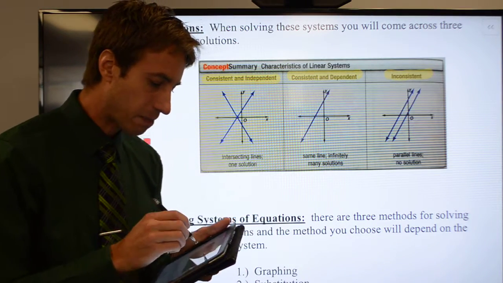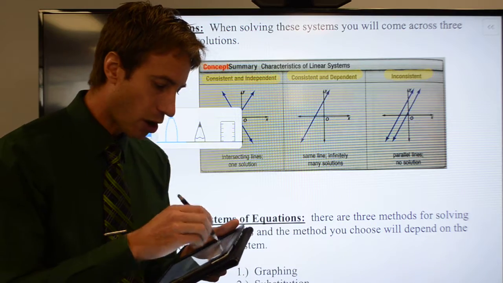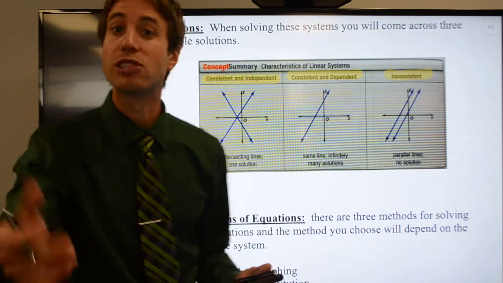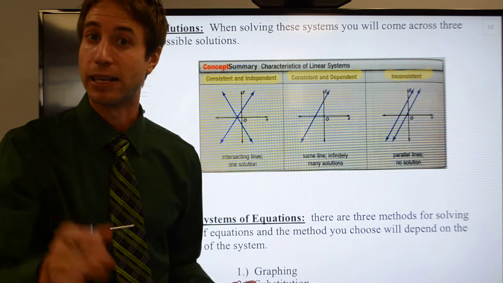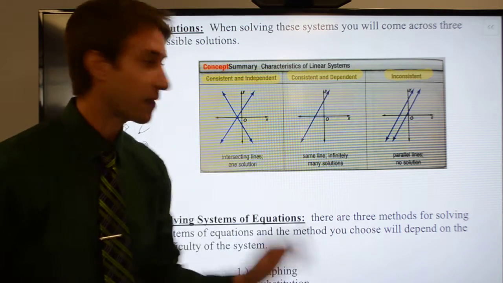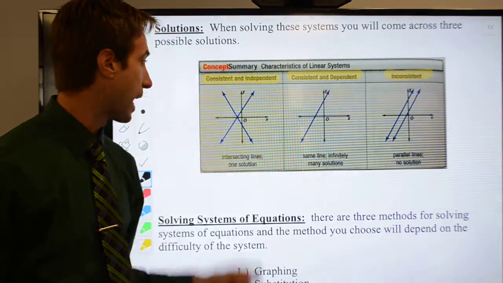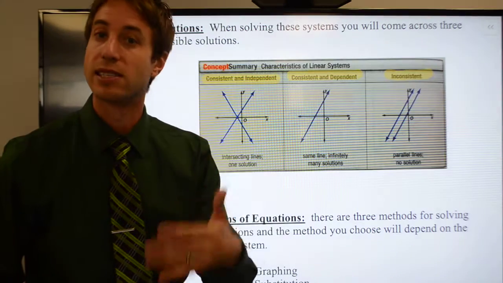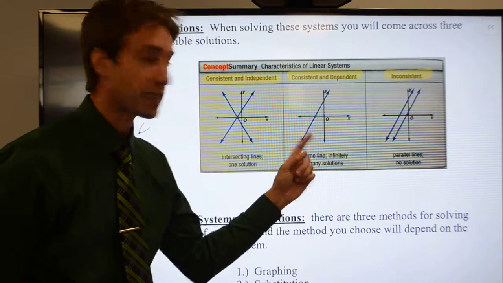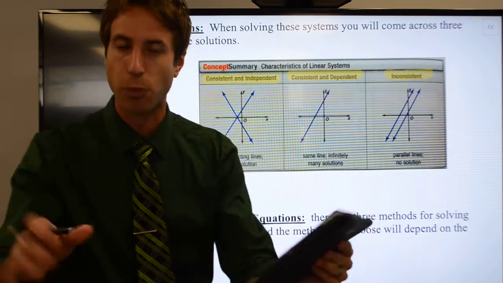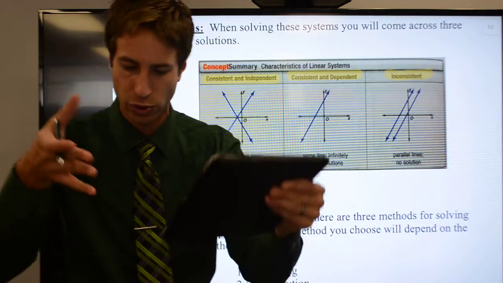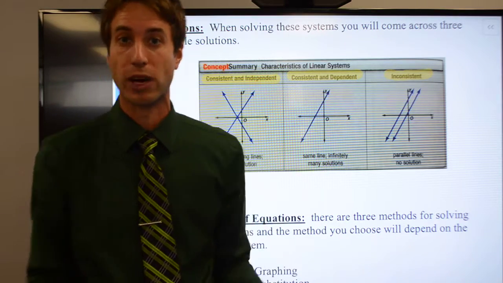Now, when we get to the part of this note set where we're going to be solving these equations algebraically. When it comes to graphing them, it's very easy to see, right? You just look at it. If they cross, you're consistent and independent. If it's the same line, you're consistent, dependent. And if they're parallel lines, right, you're inconsistent. No problem. You have a visual. You can look at your graph and know which one it is.